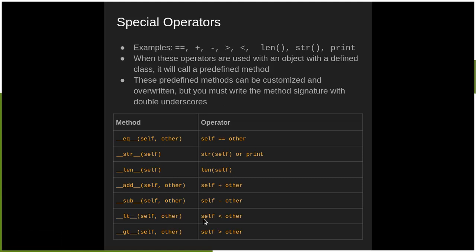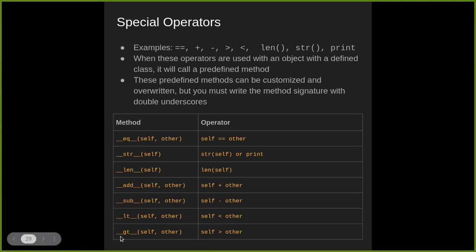So it will be called when you want to compare to see whether self is less than other. And then __gt__ stands for greater than, and it will compare the two parameters, self and other. It will be called when you use the greater than operator to determine whether self is greater than other.